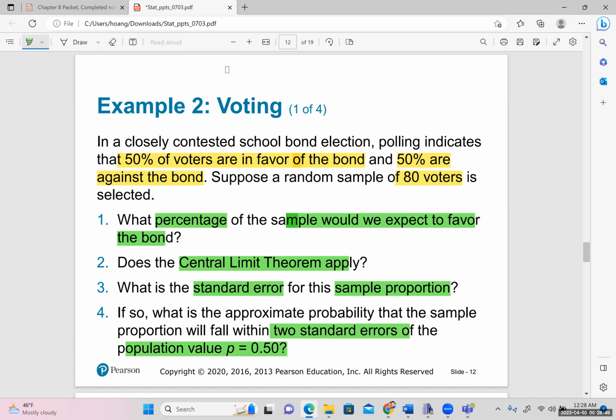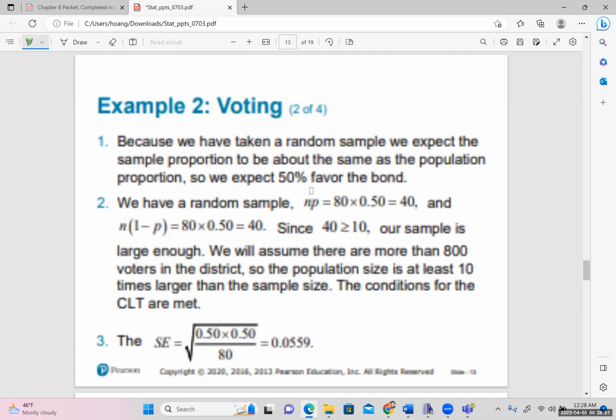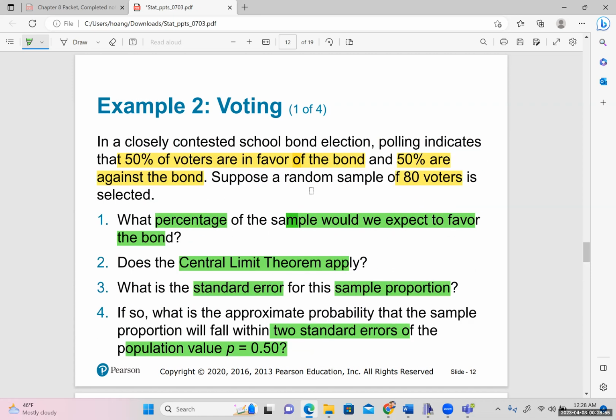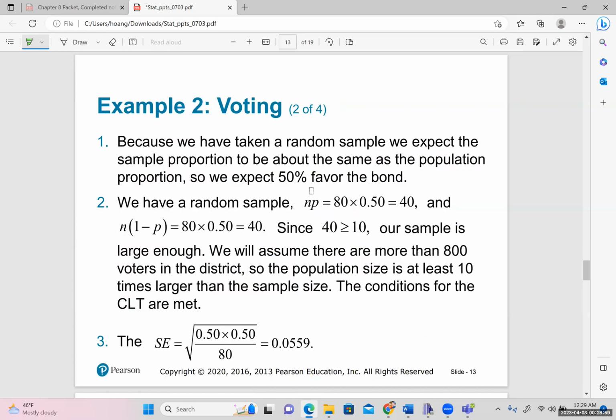Okay, now I'm going to move to the next slide. So the first question says what percent of the sample group we expect to favor the bond, right? Because we have taken a random sample, we expect the sample proportion to be about the same as the population proportion. So we expect 50% to favor the bond.